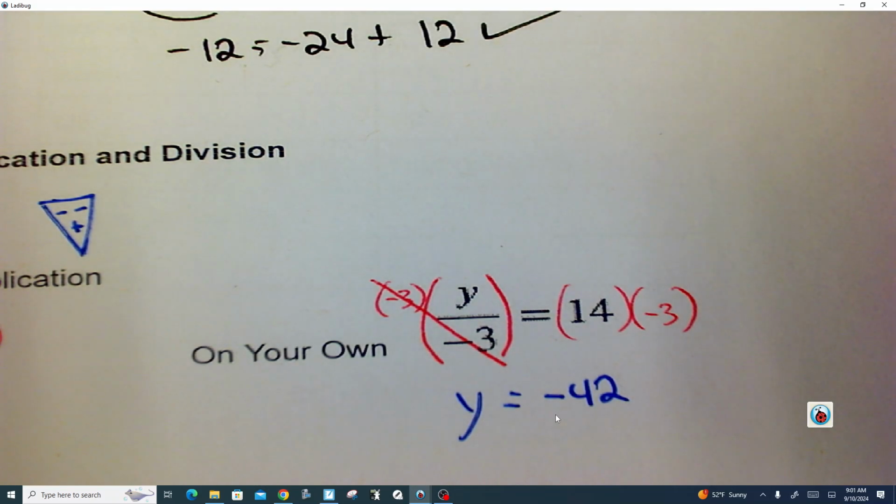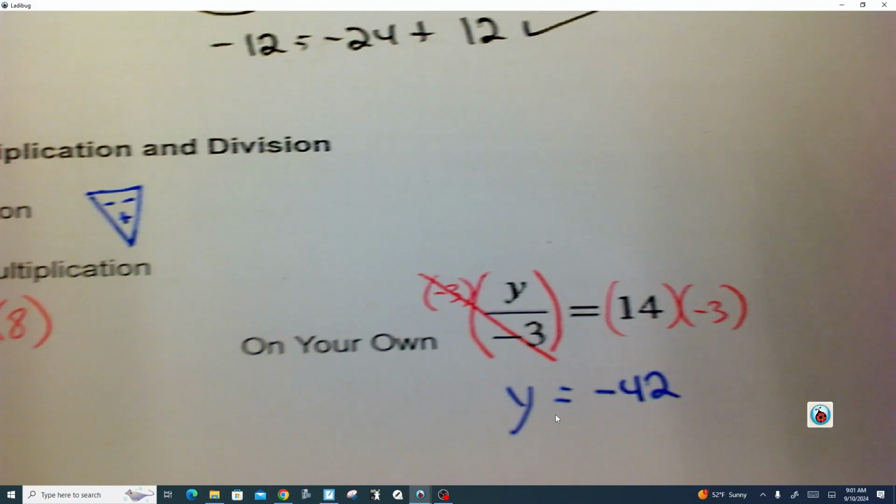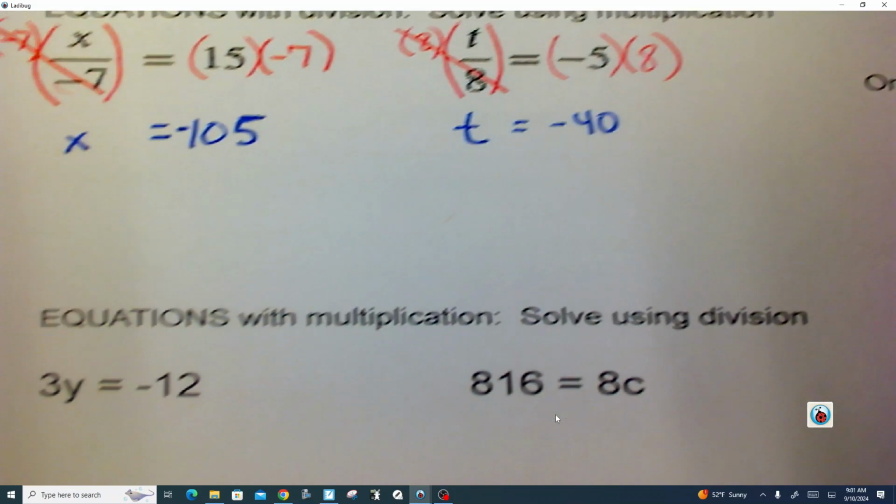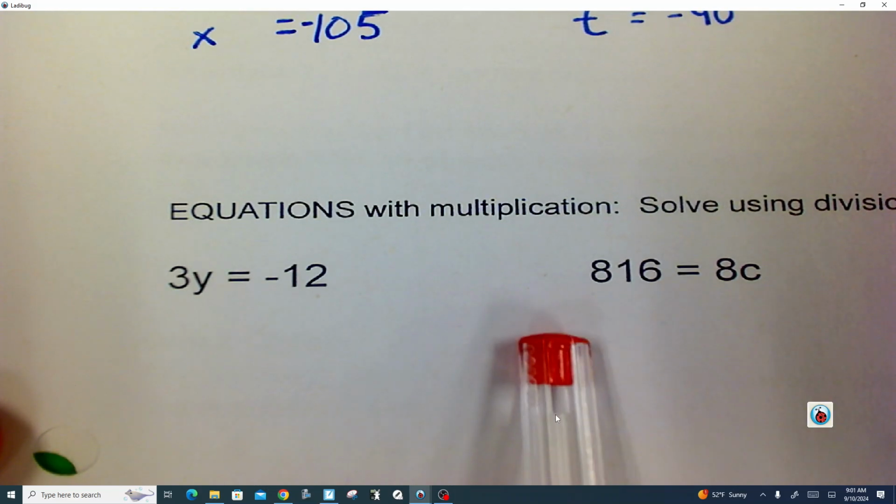This is a review chapter. But if you struggled with it last year, hopefully this gives you a little bit more guidance of how to do it this year. Now, what about equations with multiplication?